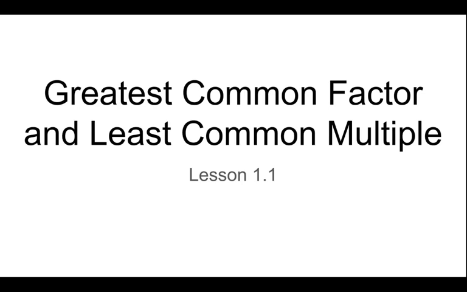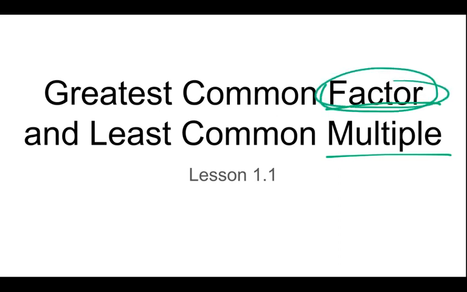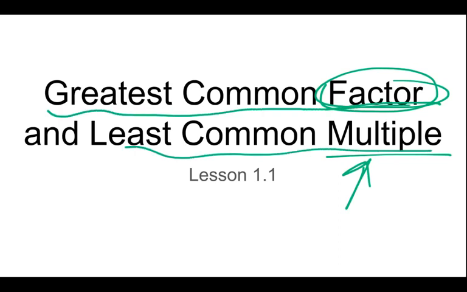At this point, you should know what a factor and a multiple are: the factor is what you multiply together to get that number as an answer, and the multiple would be when you're counting up by that number. So we're going to be able to look at two numbers and find their greatest common factor and their least common multiple.